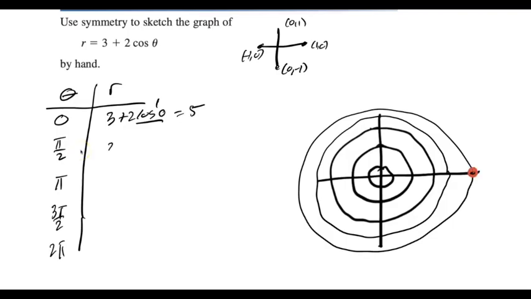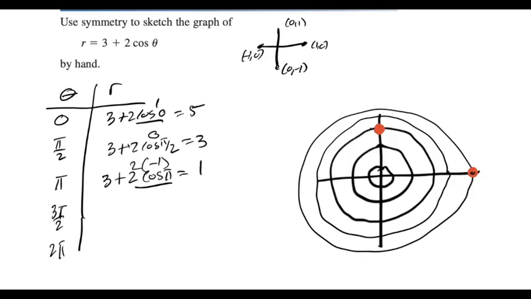Pi over 2. So 3 plus 2 times cosine of pi over 2. At pi over 2, we have 0. This is just gonna be 0. That's gonna be 3. At pi over 2, we're gonna be at 3, right there. Pi. 3 plus 2 cosine of pi. Cosine of pi is negative 1. So we have 2 times negative 1, which is negative 2, but 1. We have pi and 1.